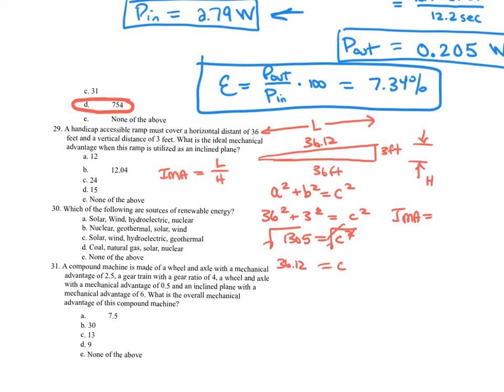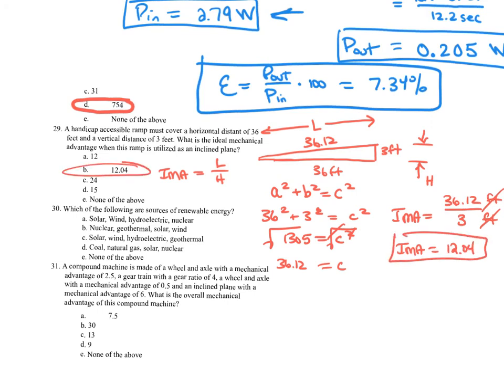And so the equation is still dE over dr. They've just applied it specifically to an inclined plane, and they rewrote it as L over H. So in this situation, 36.12 divided by 3 gives me an IMA. And again, that's feet and that's feet, but they reduce to 1. That gives me an IMA of 12.04.